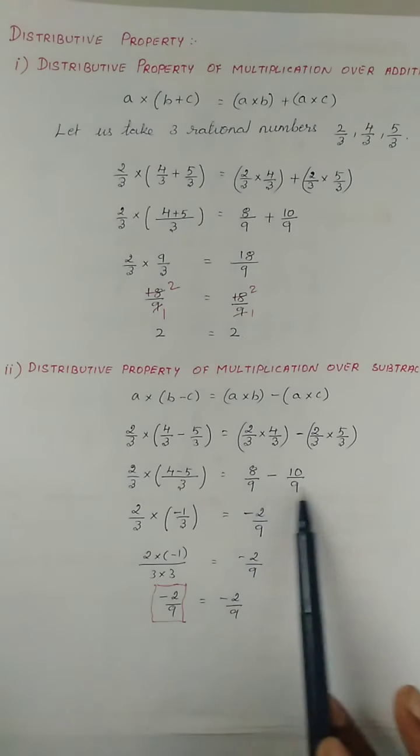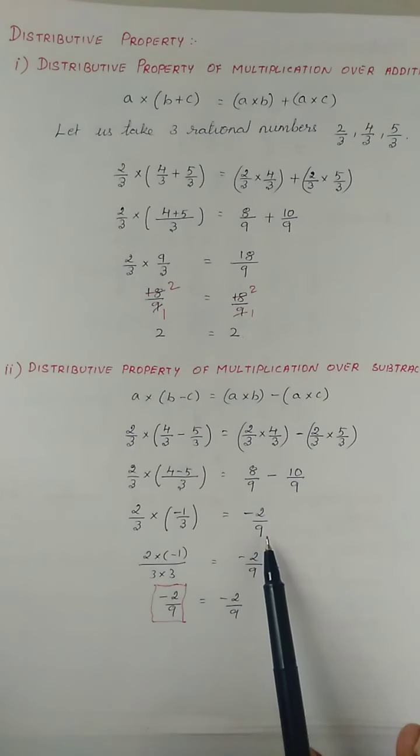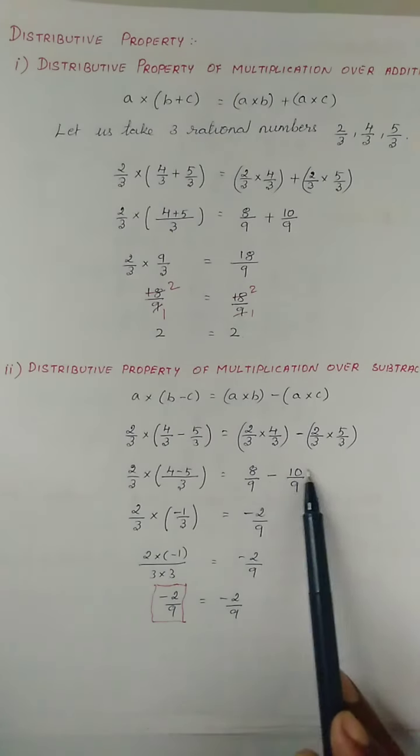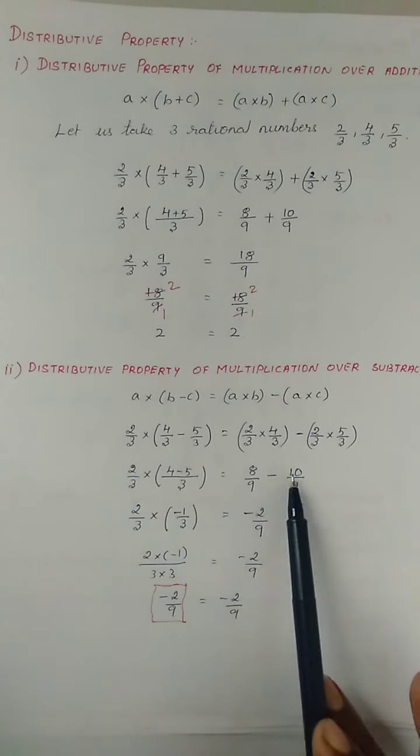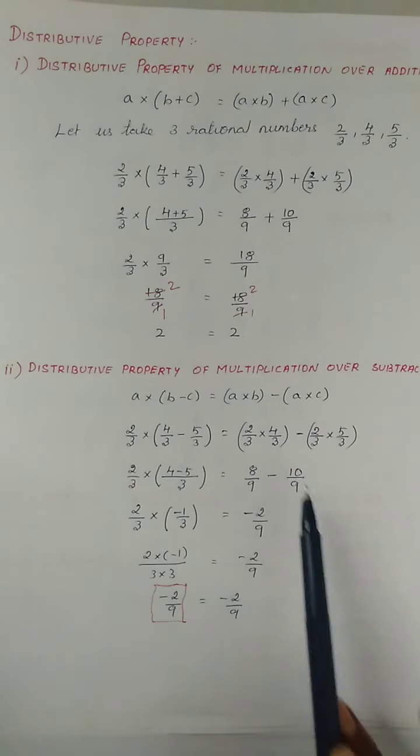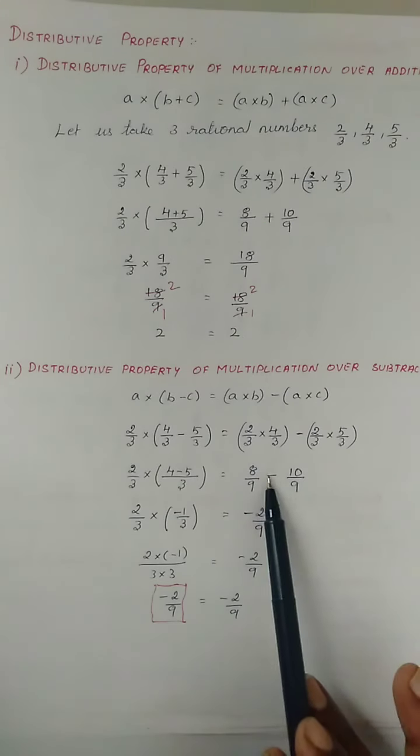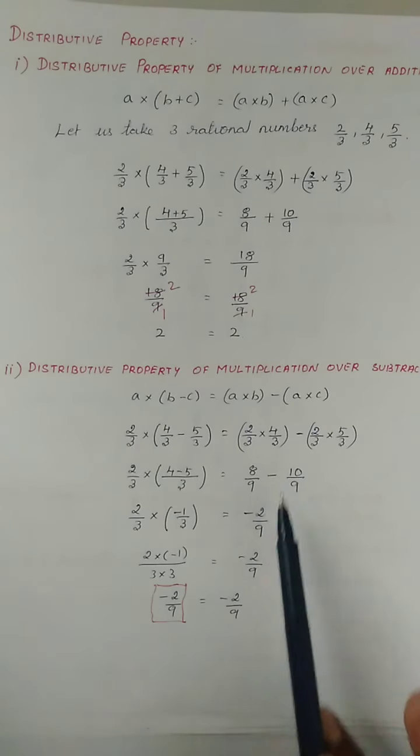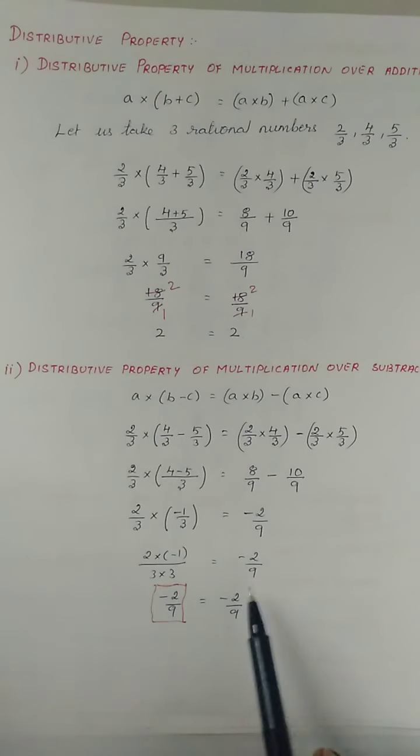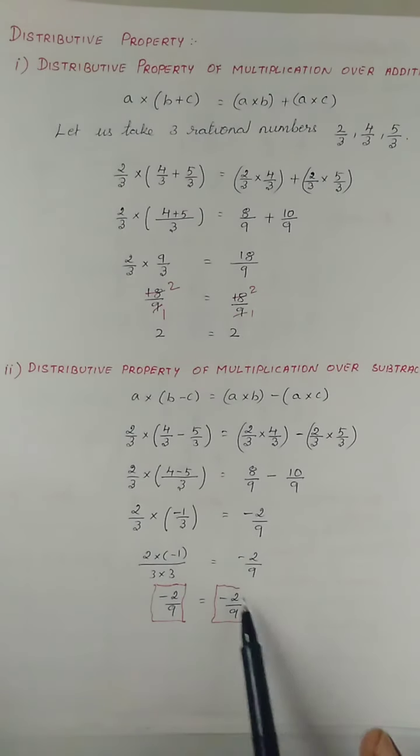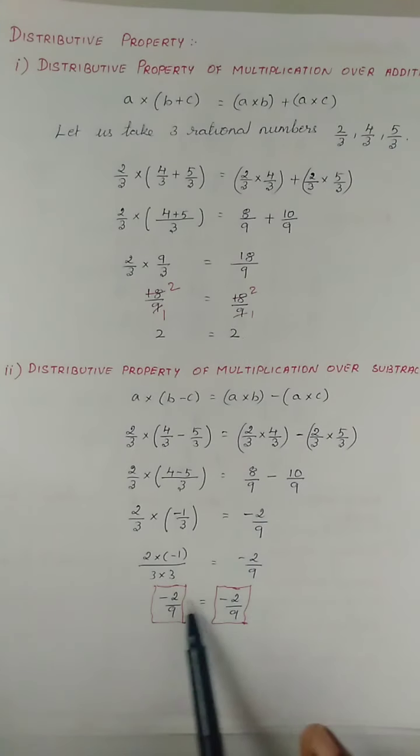Similarly here, since both the denominators are same, write the same denominator and subtract the numerators. Again, 8 minus 10, 10 is the bigger number, so subtract the numbers: 10 minus 8 equals 2, and write the bigger number's sign, minus sign, before 2. So your final answer will be minus 2 by 9. Again, both the answers are same, so distributive property of multiplication over subtraction is also true.